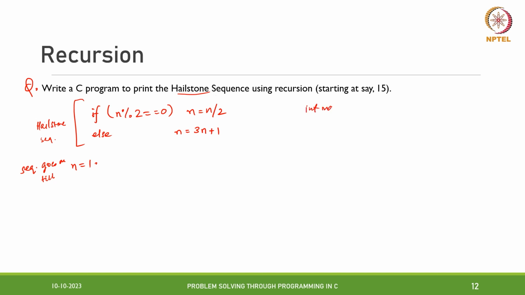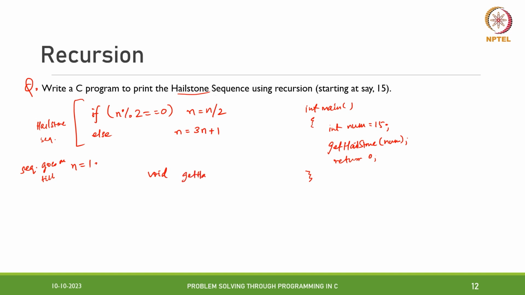Let's say first I just write a main. I say int num equals 15, because that is where I want to start the hailstone sequence. And I will just call get hailstone of num. Return 0. So this is my main function. I'm just calling get hailstone, and I'll do the printing inside get hailstone itself. So I'm not returning anything from here, so it's a void function.